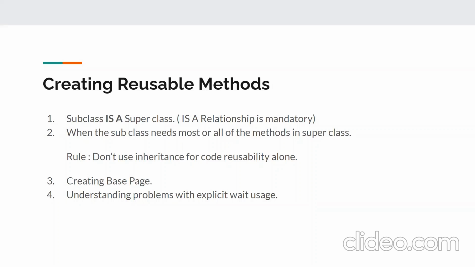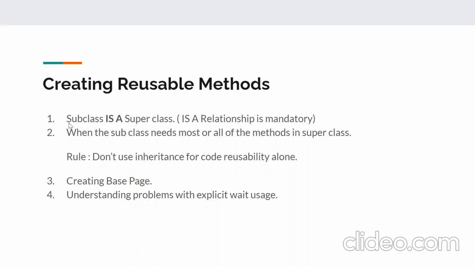First, we will also understand when and why we need to use inheritance. We should not use inheritance for granted. We will see why this is so important. Then we'll also see how we can create a base page to hold all our reusable methods, and we'll also see there is some problem with our explicit wait usage, so we'll try to fix that, if not, in another video. But first, let's understand when we should use inheritance.